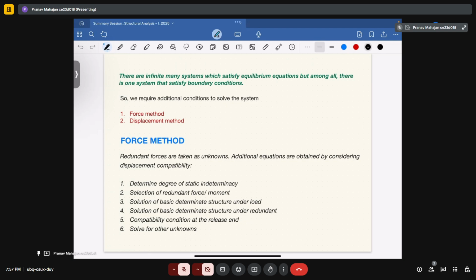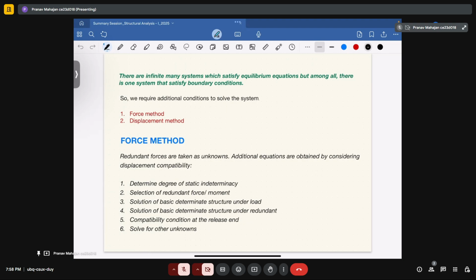So further, how will we calculate the problems using the force method? In this force method, we take the redundant forces as unknowns, and then we will determine the additional equations. As we have a degree of static indeterminacy, we require some additional equations to solve the problem. So how can these additional equations be obtained? These additional equations are obtained from the displacement compatibility. So what are the steps that are required to solve using the force method?